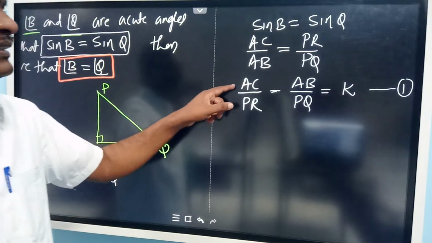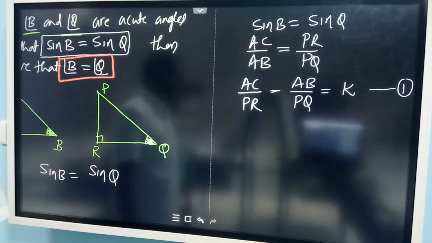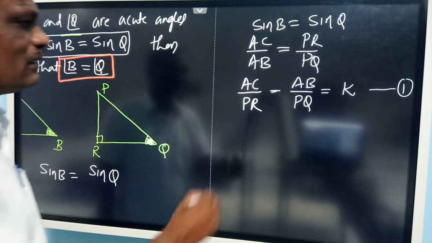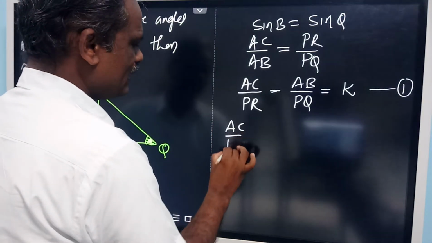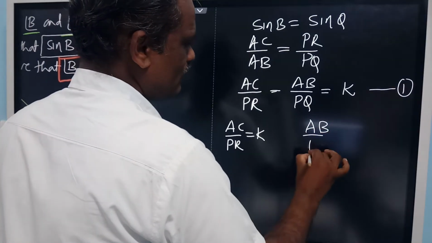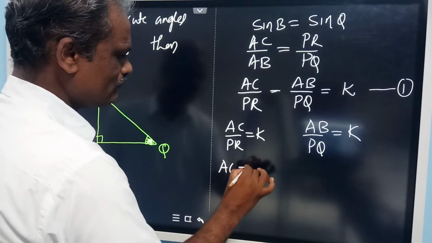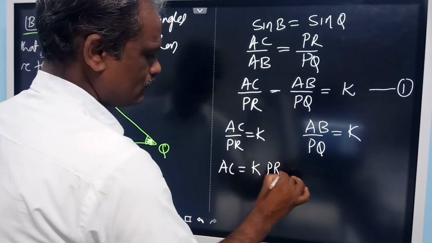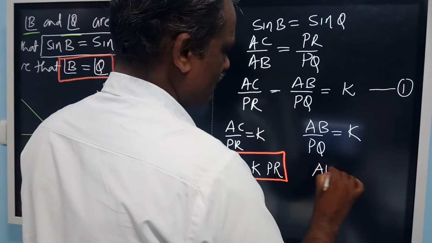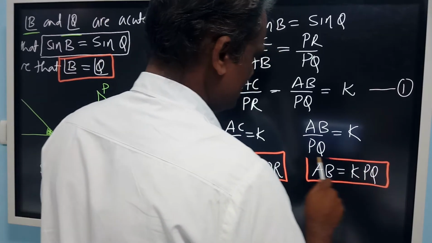If that is the case, AC by PR is equal to K, and AB by PQ is also equal to K. Transfer this one: AC will become K into PR, and here AB value is K into PQ. So we got two relations here.